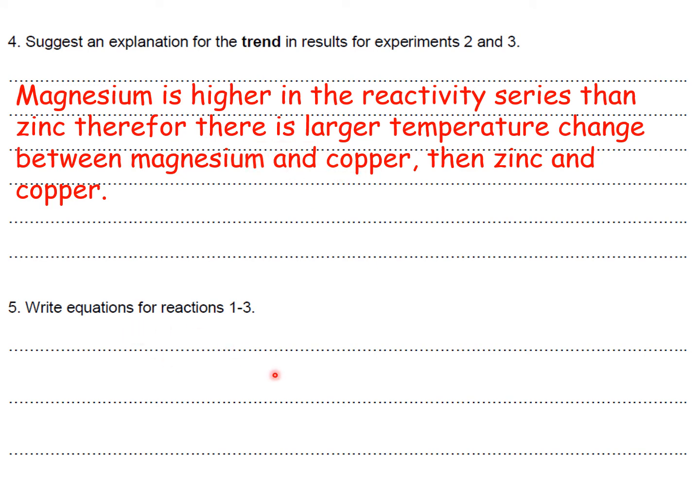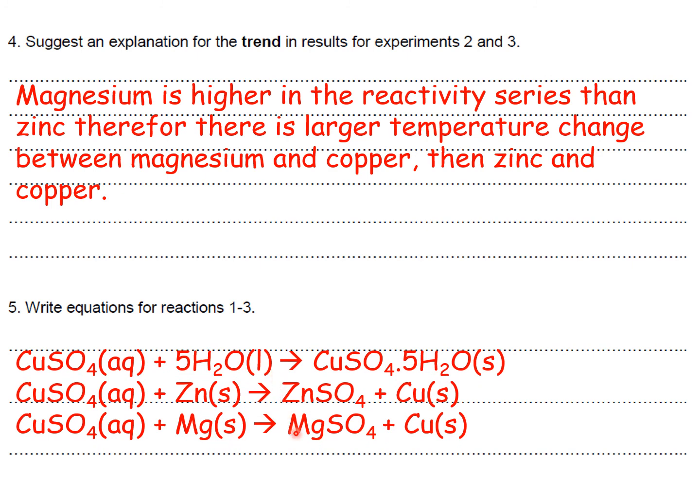So write equations for reactions 3. These could be word or balanced chemical equations. I've written chemical equations, but you can easily convert them to word. It's copper sulfate plus water equals hydrated copper sulfate. Hydrated copper 2 sulfate, sorry, this is copper 2 sulfate. And then copper 2 sulfate plus zinc reacts to form zinc sulfate and copper. Copper 2 sulfate plus magnesium reacts to form magnesium sulfate and copper.